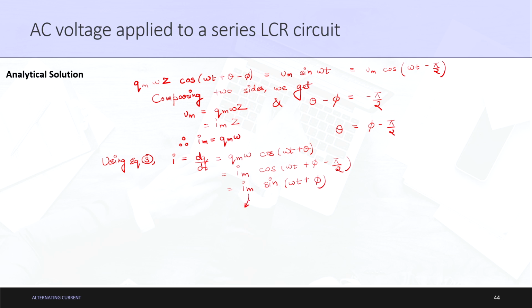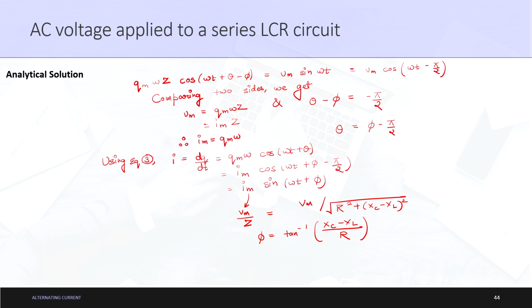What is the value of I m? I m will be nothing but equal to V m by capital Z, which is V m upon the square root of R square plus X c minus X l whole square. What is phi here? Phi is nothing but equal to tan inverse of X c minus X l by capital R. These last two equations are directly obtained using the phasor diagram solution. That is how the analytical solution for the amplitude and the phase of the current in the circuit agrees with the one obtained by the technique of phasors.